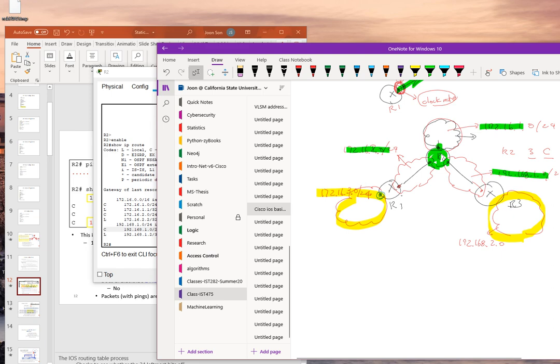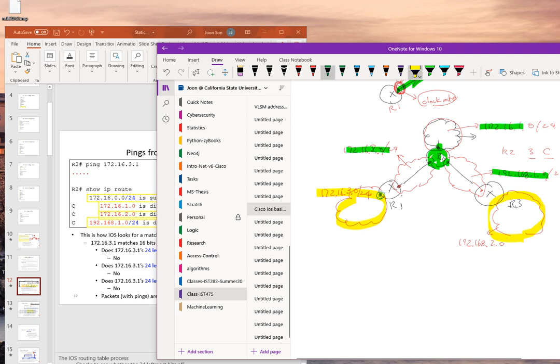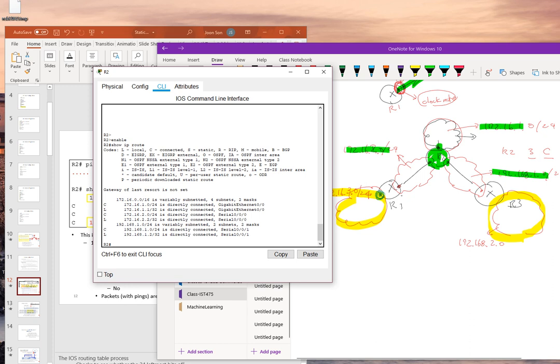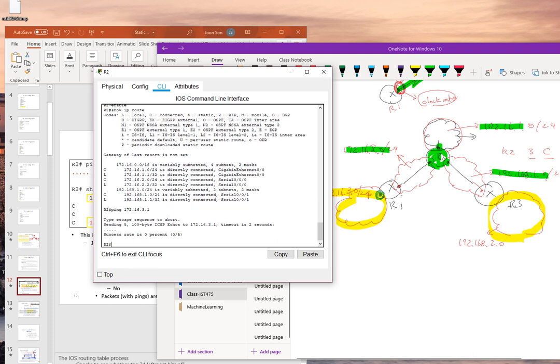So let's try to ping from R2, as shown in this lecture. Let's ping 172.16.3.1, which is part of the yellow network, and see what happens. When I ping 172.16.3.1, let's ping this node. Okay, the success rate is 0%. It's obviously because it does not really know where it should send that packet to.